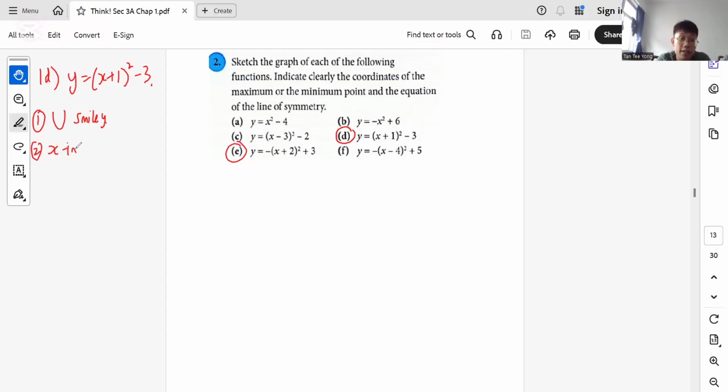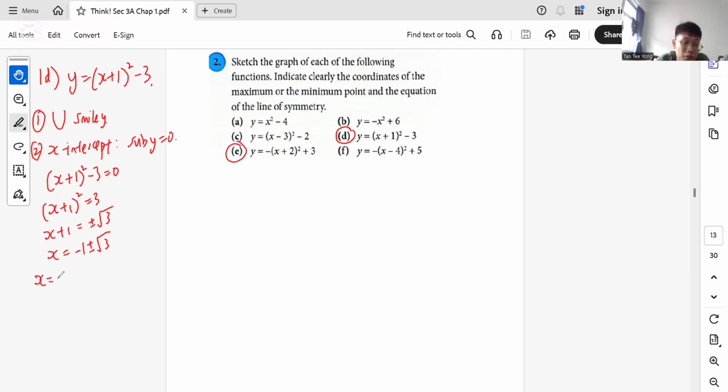Step number 2, you need to find out your x-intercept. Very simple, sub y equals 0 and solve for x. So x plus 1 squared minus 3 equals 0. x plus 1 squared equals 3. x plus 1 equals plus minus square root 3. Then x equals -1 plus minus square root 3. So x equals -1 plus square root 3, or x equals -1 minus square root 3.